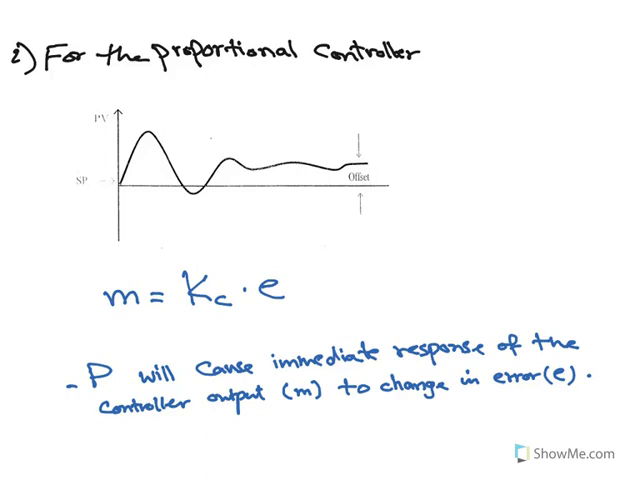For the proportional controller mode, we can see that the process variable, after some time, has what we call the offset, which is the difference between the set point and the process variable after reaching steady state. In this case, the controller output M equals Kc, the gain, multiplied by the error. So we can notice that the proportional mode causes an immediate response of the controller output to the change in the error.